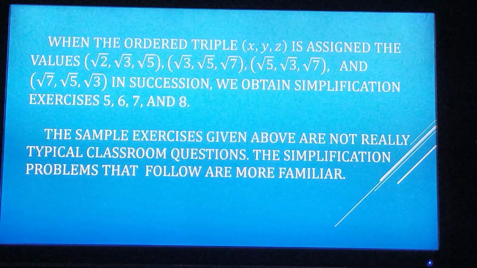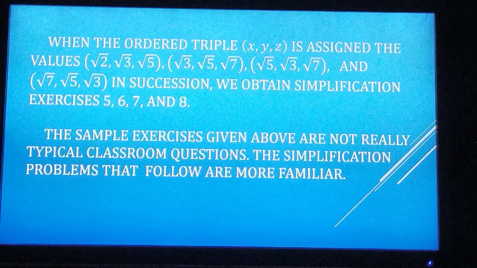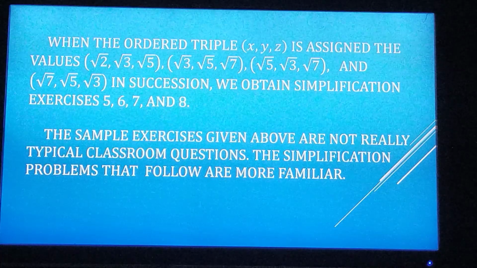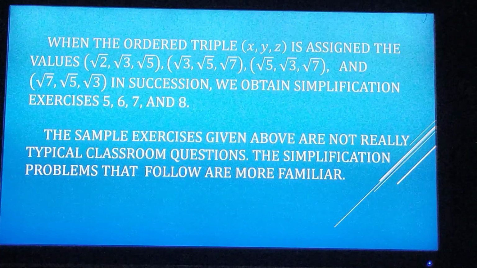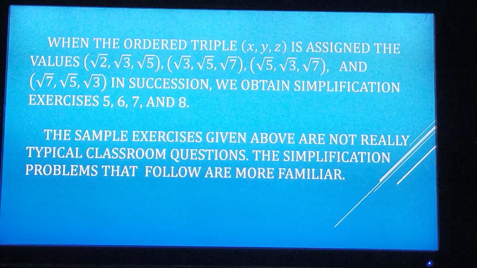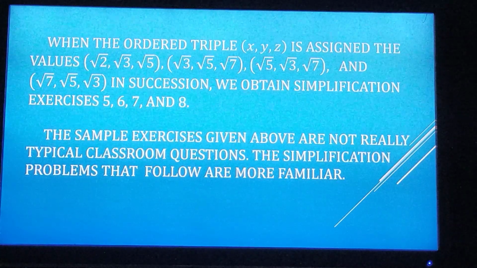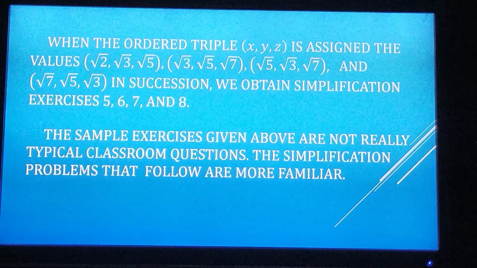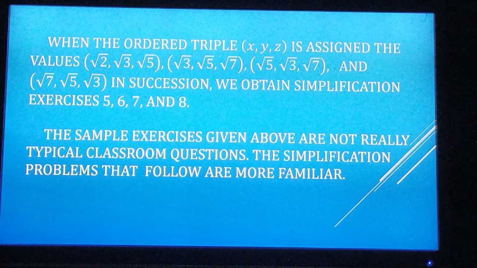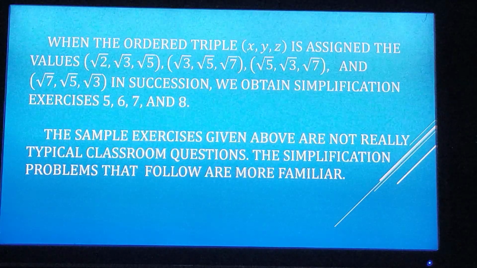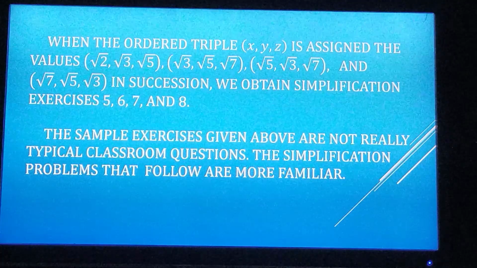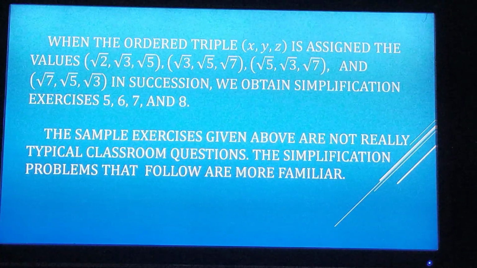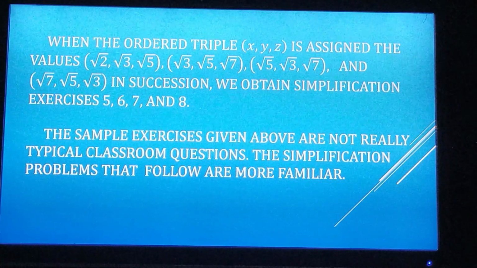Then, when the variables x, y, z are replaced with these numbers, square root of 2 for x, square root of 3 for y, and square root of 5 for z, and then square root of 3 for x, square root of 5 for y, and square root of 7 for z, and so on, in succession, we obtain simplification exercises 5, 6, 7, and 8.